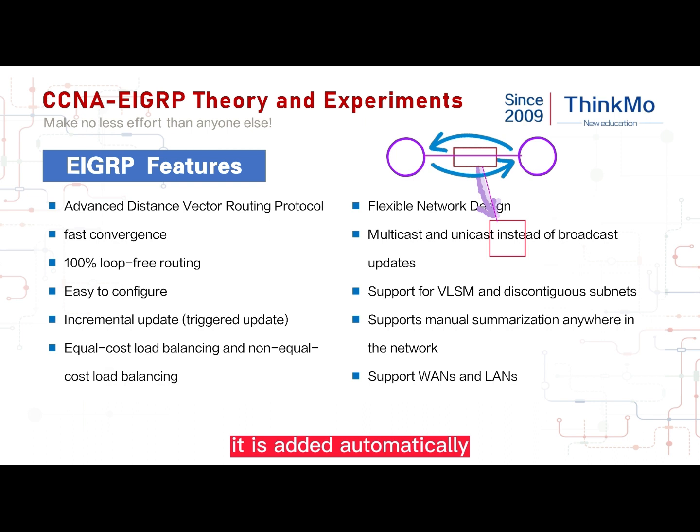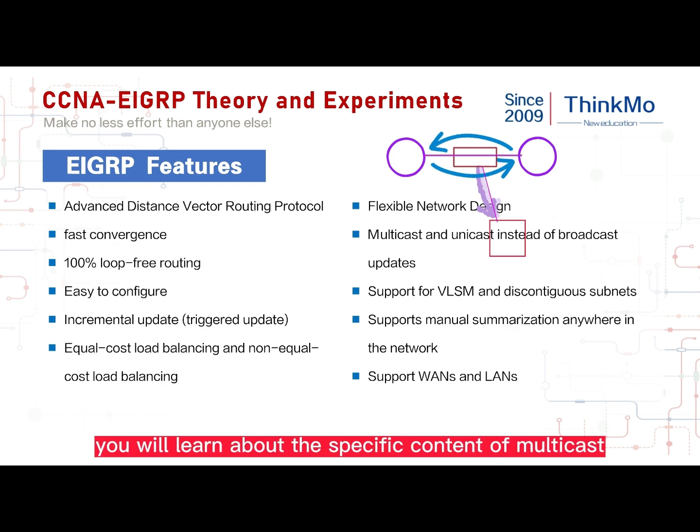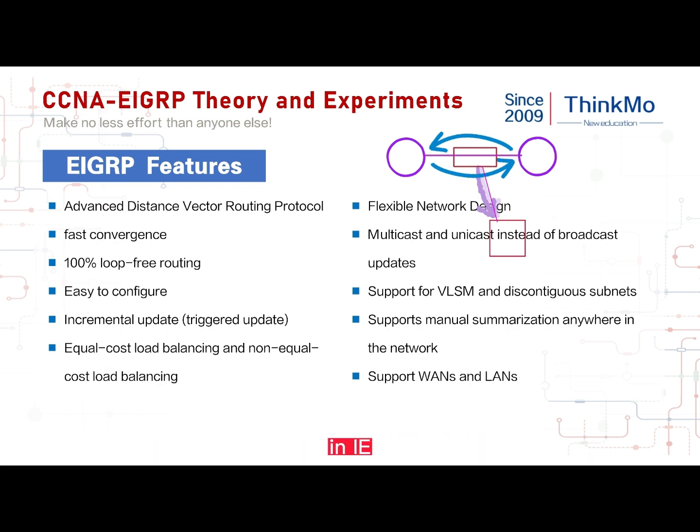It is added automatically. What's the benefit of this grouping? It is equivalent to listening to an address of this multicast. I will send some information in the future to such a logical multicast address. As long as the device is added to this group, it can monitor the contents of this address, and then receive the data. This is what we call multicast. You will learn about the specific content of multicast in IE.